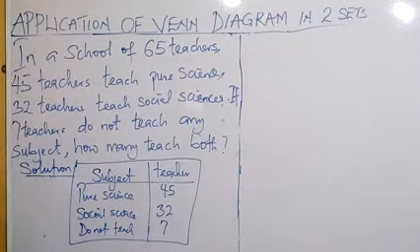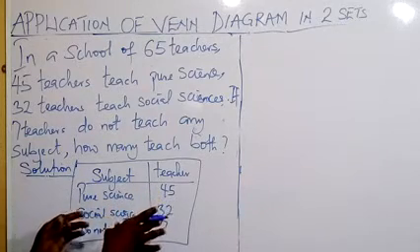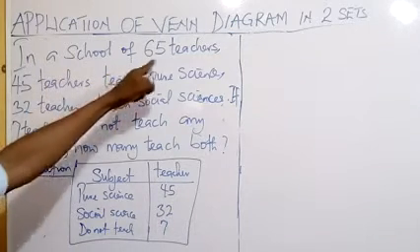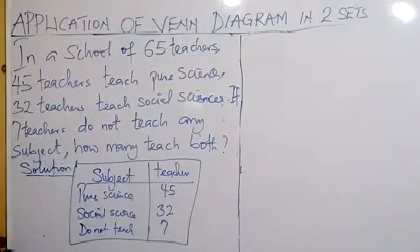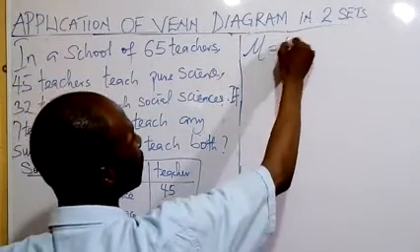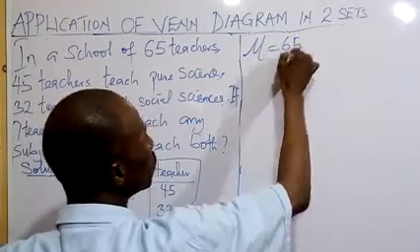Now let's move straight to the Venn diagram. We are going to represent each piece of information in a Venn diagram. But before that, remember the total number of the teachers is 65. That is our universal set. That is the total number of the teachers in the school.